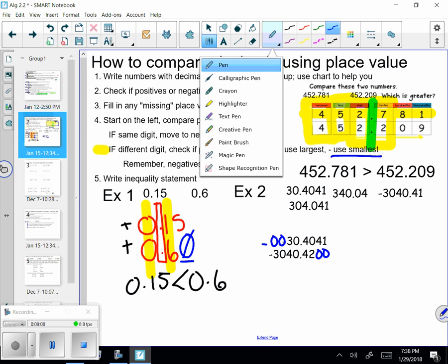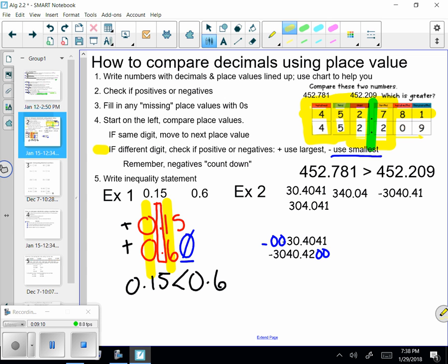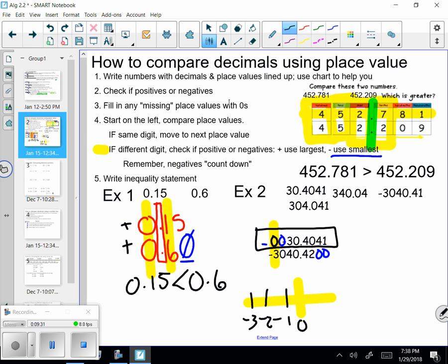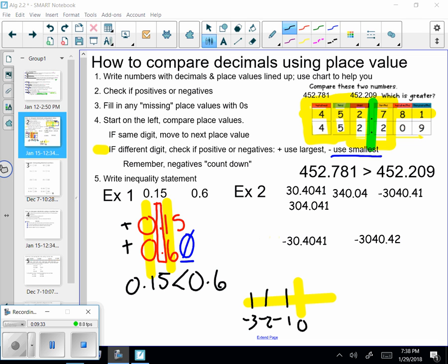Then, starting on the left and moving to the right, 0 and 3. Hey, those are different. So let's check. Do we have negatives or positives? Both are negative, so I want closer to 0. Well, 0 is really close to 0. 0, -1, -2, -3. That means this is the bigger number. So when I write my inequality, there we go.